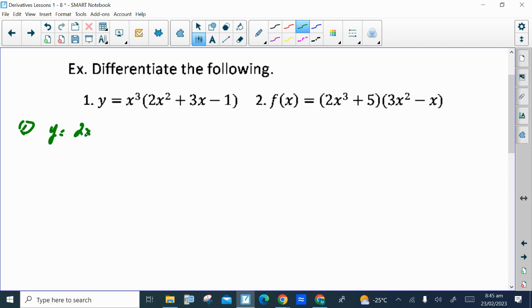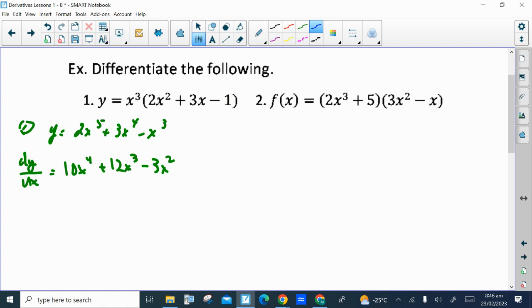So that'll give you 2x to the 5th plus 3x to the 4th minus x cubed. And then dy by dx, using the rule we saw yesterday, would be 10x to the 4th plus 12x cubed minus 3x squared. So there's the derivative, by multiplying it out first, by simplifying first, and then just taking the derivative of each term.